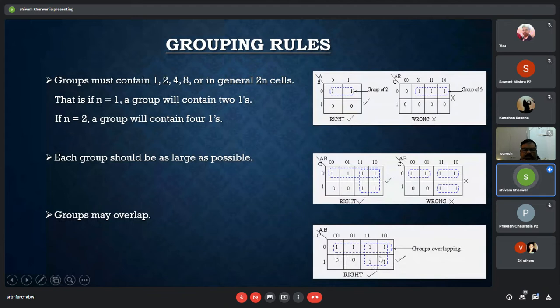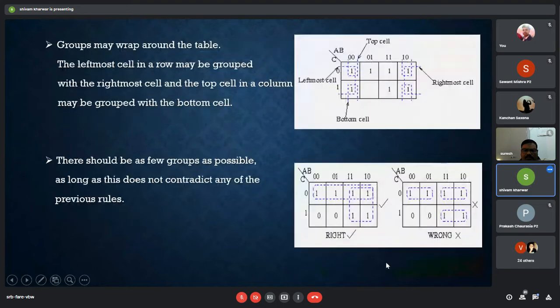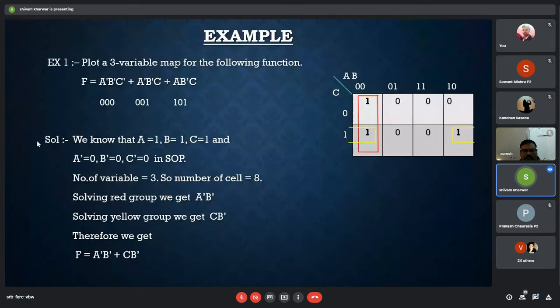Next is groups may overlap. We can overlap the groups to form the maximum number of groups. Next is groups may wrap around the table. The leftmost cell in a row may be grouped with the rightmost cell, and the top cell in a column may be grouped with the bottom cell. Next, there should be as few groups as possible, as long as this does not contradict any of the previous rules.